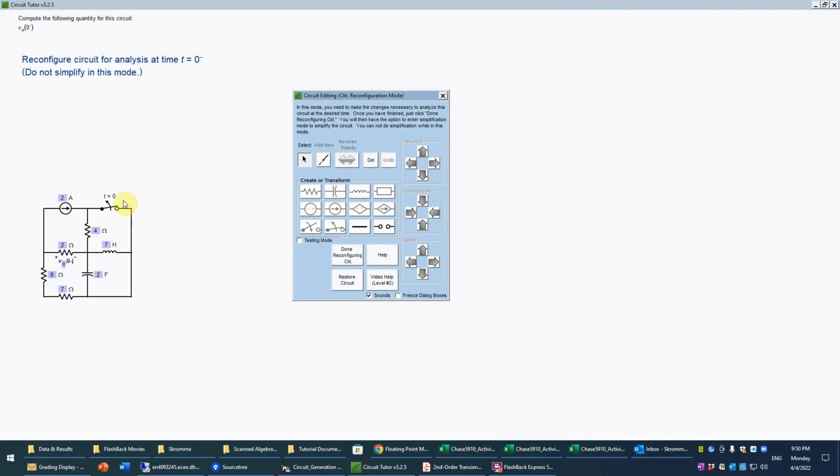So one of the things we have to do here is to change the switches to the appropriate circuit element. So at 0 minus, that's before this switch is open, since it's opening at t equals 0. And therefore this should be a short circuit at that instant. So we can either click on the short here, or if you like, you can right click and change it to a short this way.